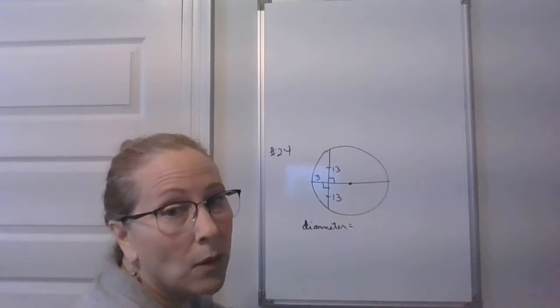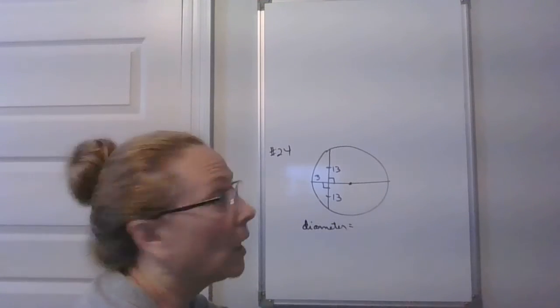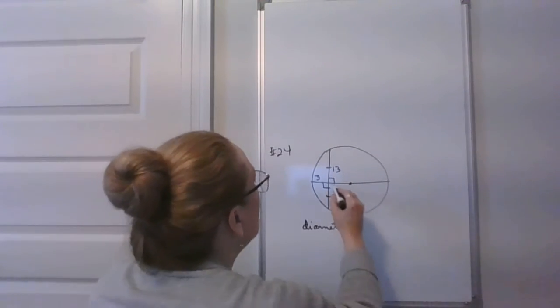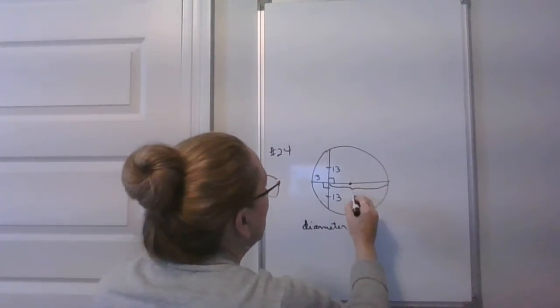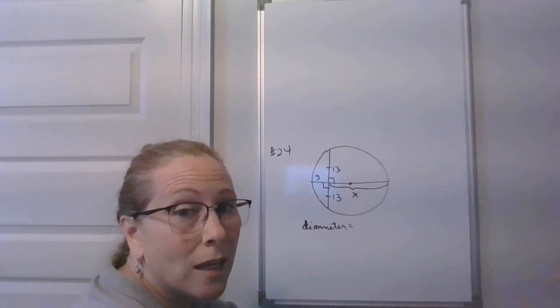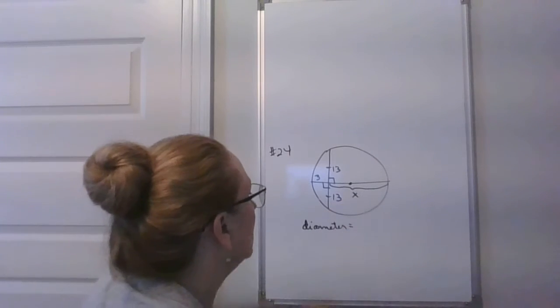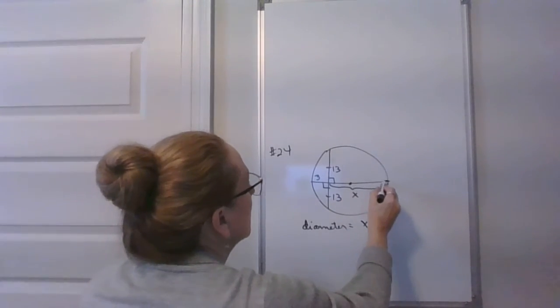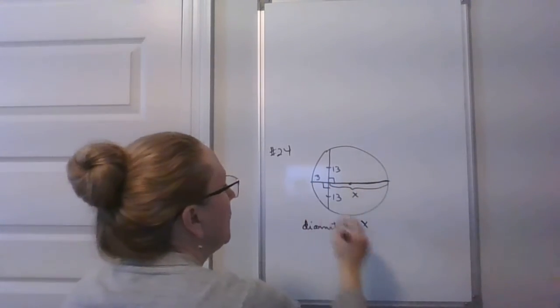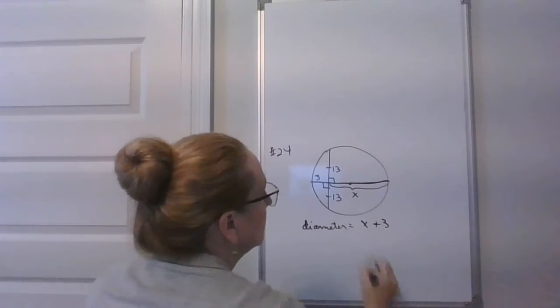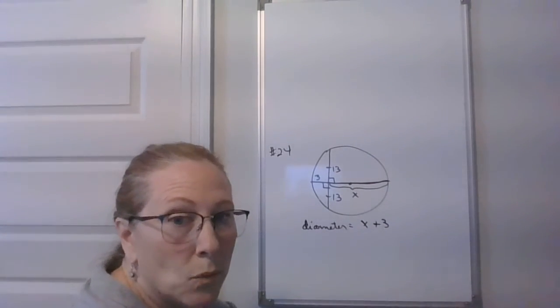Oh, excuse me. I was going to say we're going to do Pythagorean theorem, but we're not. We are going to find x right here. Now, why am I using x and not d? Well, because our diameter is not just x. Our diameter is x all the way across plus 3. So we have to remember to add that 3 to it.